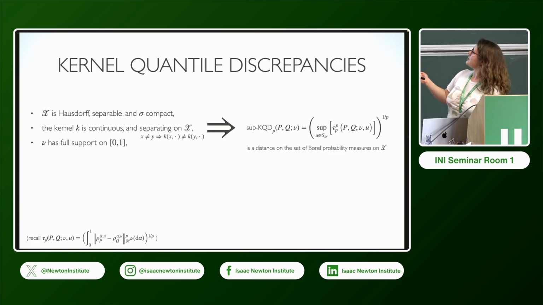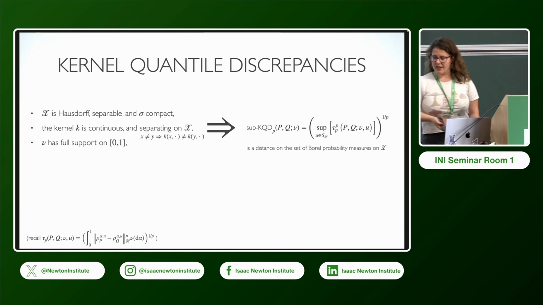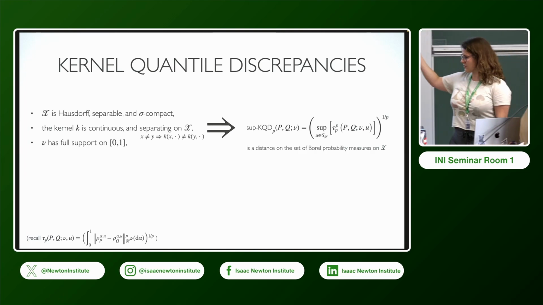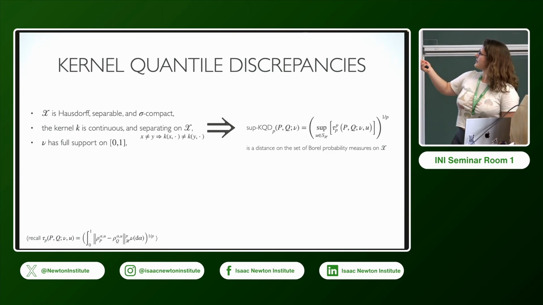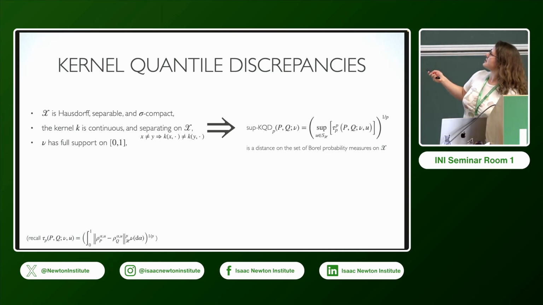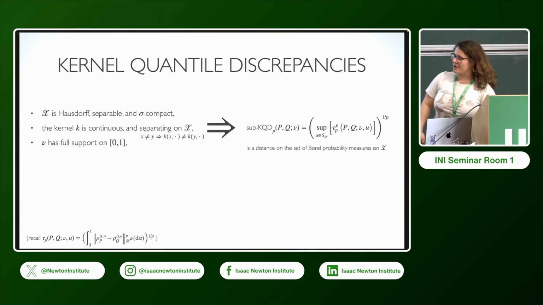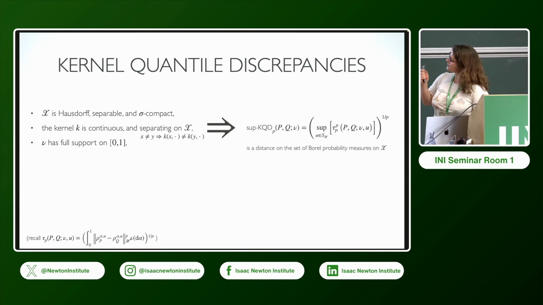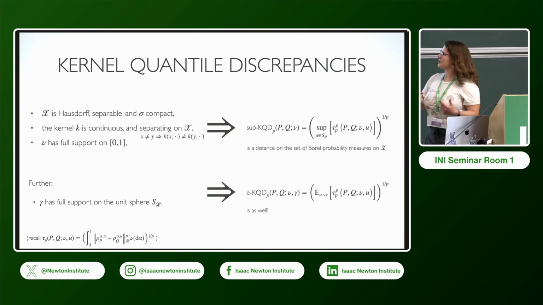this supremum KQD is a distance on the set of Borel probability measures, and the thing I alluded to earlier, where we can drop some assumptions on X and then work on Radon probability measures, that's where it would happen. We can have even weaker assumptions on X and then say Radon here, if that's valuable for your application.